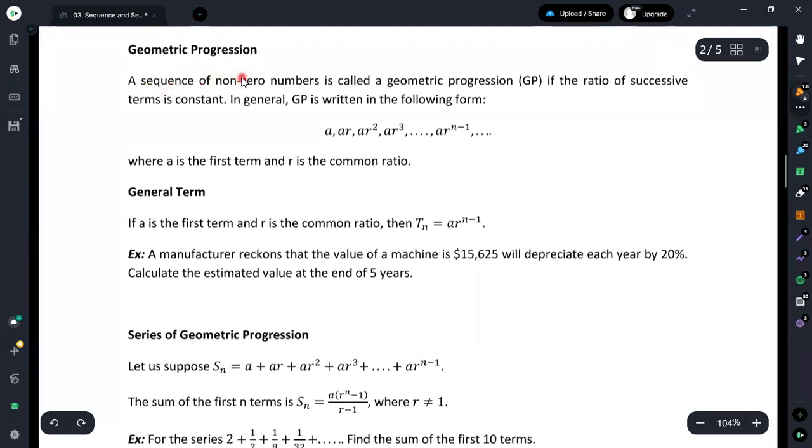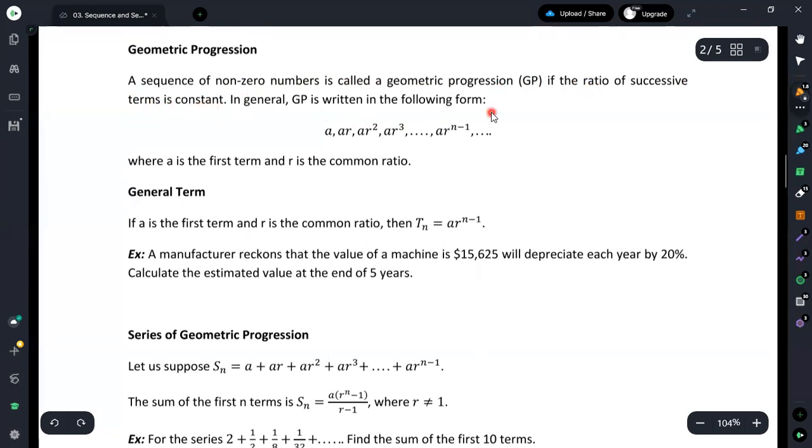A sequence of non-zero numbers is called a geometric progression if the ratio of successive terms is constant. Therefore, we do not get any zero numbers inside any geometric progression. If your series contains the value 0, then you can simply conclude that it is not a geometric progression. So only non-zero values, positive and negative, are allowed. The zero values cannot be included in the geometric progression. And the condition is that the ratio of successive terms is constant.